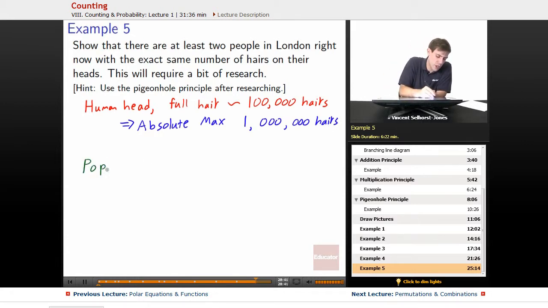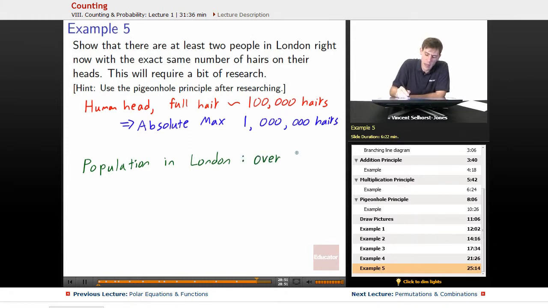So the population in London, as of the writing of this video, is a little bit over 8 million. Right? It's around 8.1 million, a little more than that. So it's around 8 million. It's over 8 million. Because of this, we now know by the pigeonhole principle that there are at least 2 people in London who have the exact same number of hairs on their head.